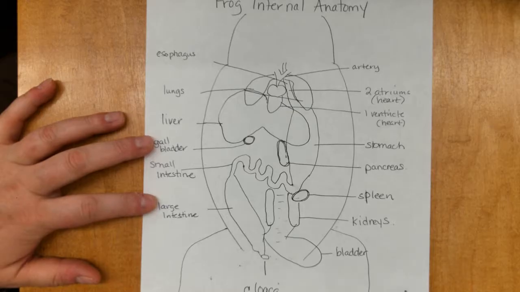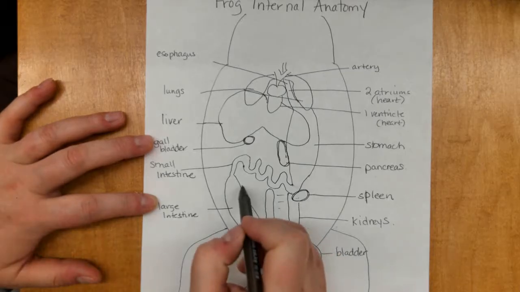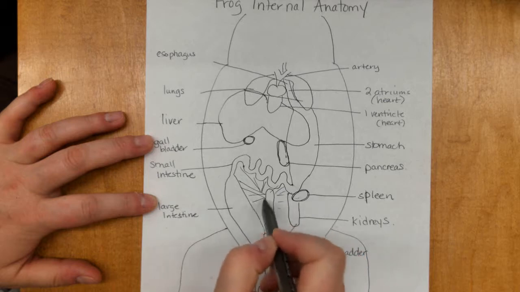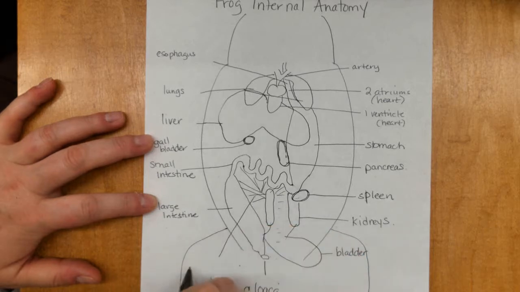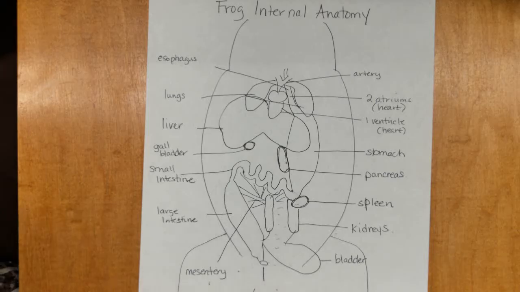All right, and there is one more thing that we need to label, and you'll see this when you dissect your frog, which is something called mesentery. And mesentery is a very thin, clear membrane, almost looks like plastic wrap. And it keeps that small intestine all in. So there's going to be just kind of this membranous substance that's going to keep it all together. So that is called the mesentery.